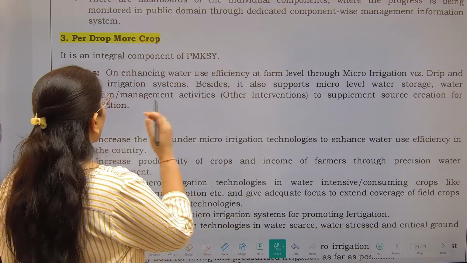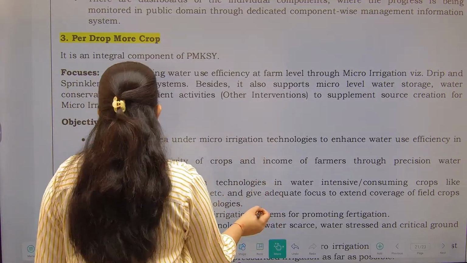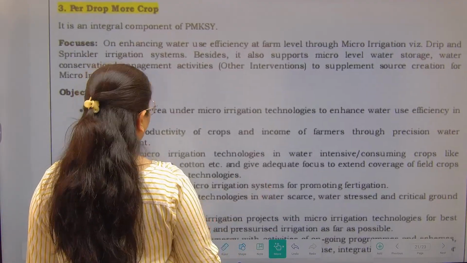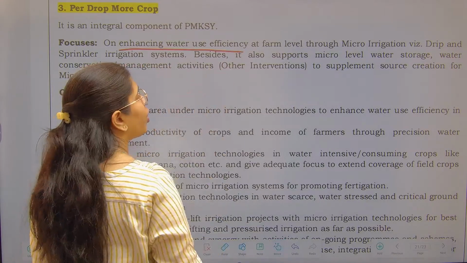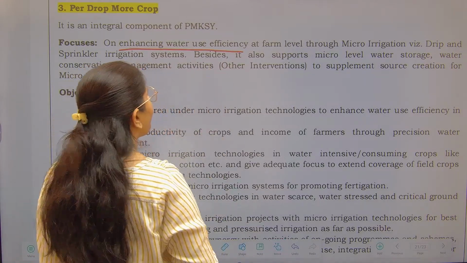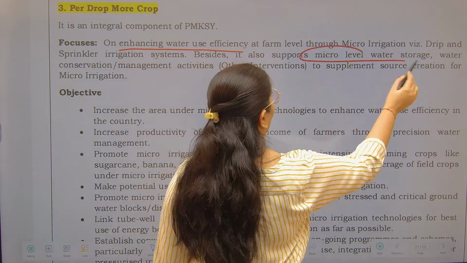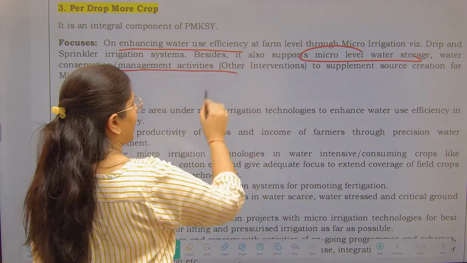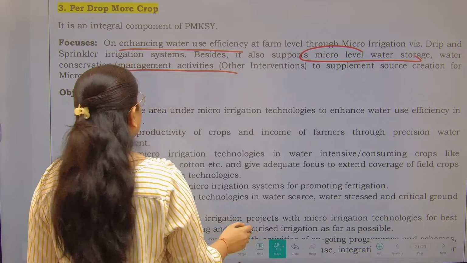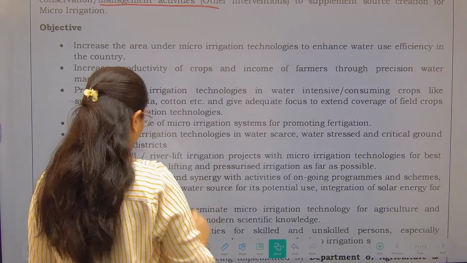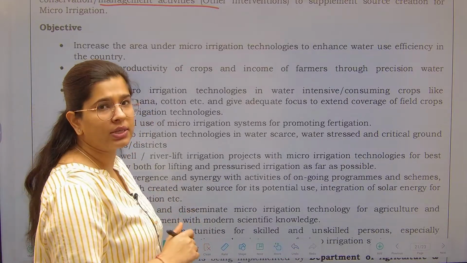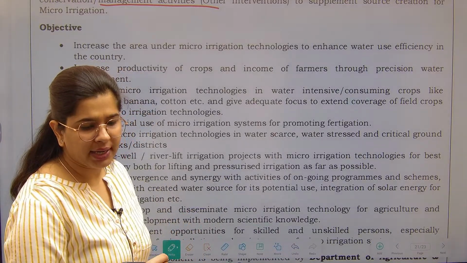So Per Drop More Crop is an integral component under Pradhan Mantri Krishi Sinchai Yojana. The focus is on enhancing water use efficiency, right? We want to support micro level water storage, water management activities, etc. Now, what are the objectives? The objectives are quite well defined. I am not going to go deeper into it because this is easy to understand.